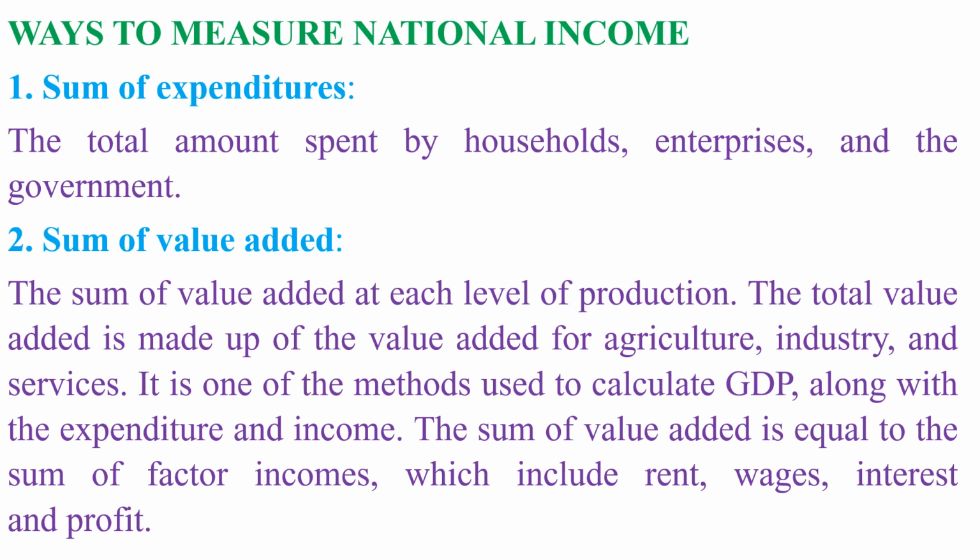Ways to measure national income. 1. Sum of expenditures. The total amount spent by households, enterprises, and the government. 2. Sum of value added. The sum of value added at each level of production. The total value added is made up of the value added for agriculture, industry, and services. It is one of the methods used to calculate GDP, along with the expenditure and income. The sum of value added is equal to the sum of factor incomes, which include rent, wages, interest, and profit.